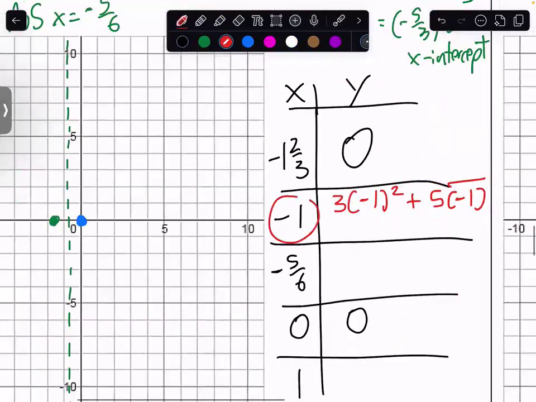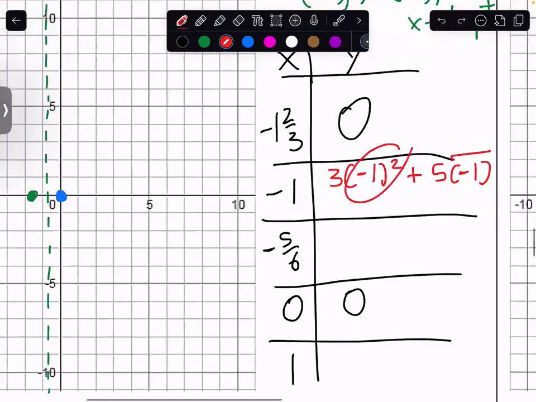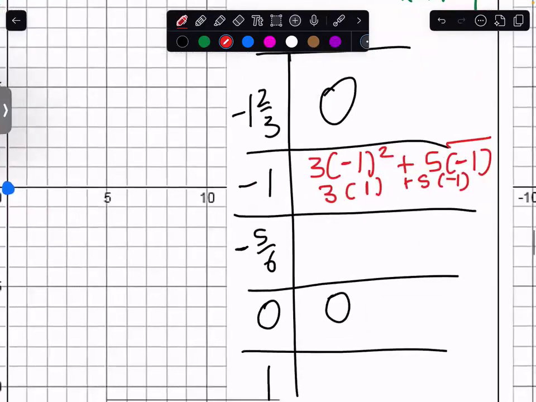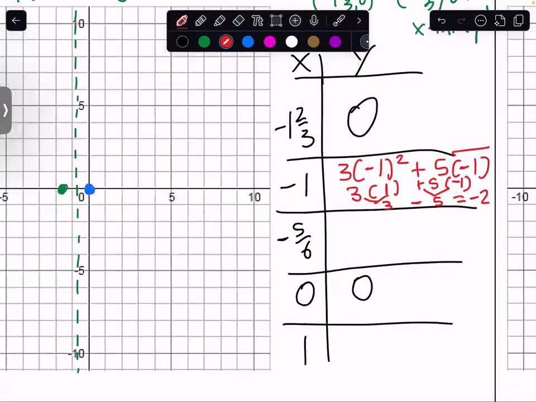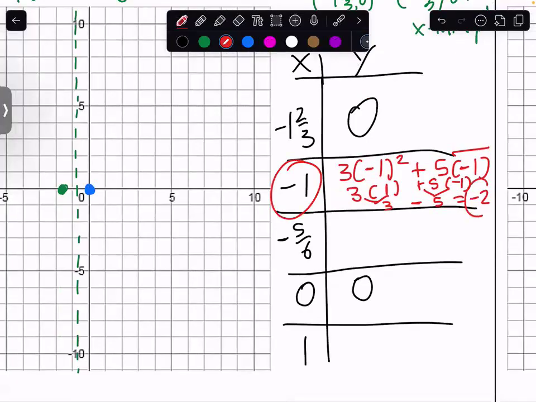Okay, so again, you take the chosen x value that was near the vertex, and then you calculate the y value by substituting in the x value. Order of operations, exponent first, -1 in parentheses squared, -1 times the second -1 is +1. Next, you multiply. 3 times 1 is 3. 5 times -1 is -5. And then 3 minus 5 is -2. So when x is -1, y is -2.